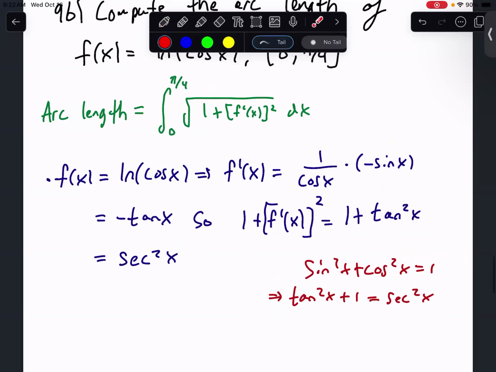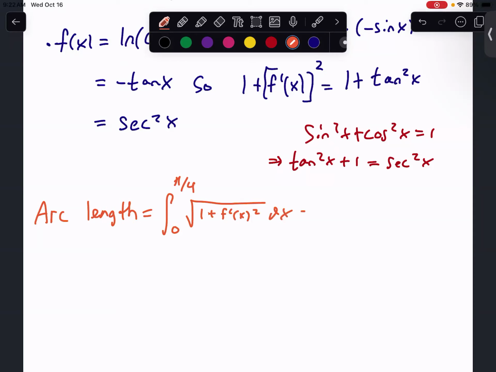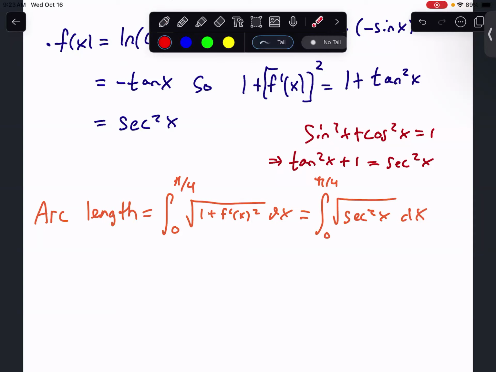And now we can compute the arc length. We know 1 plus the derivative squared, so we can just plug it in to this integral here. So we have that the arc length is equal to the integral from 0 to pi over 4 of the square root of 1 plus the derivative of x squared dx. So now we just write in what we just found out. This is going to be the square root of secant squared of x dx. And so this is how we cancel out with the square root. We have a secant squared, we have a square root. Those things cancel out with one another. So this is equal to the integral from 0 to pi over 4 of secant of x dx.